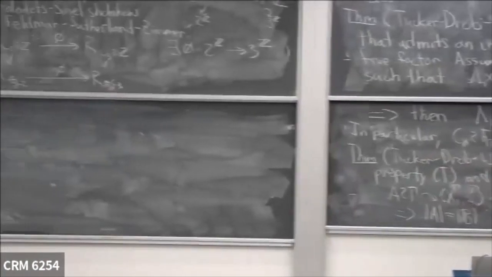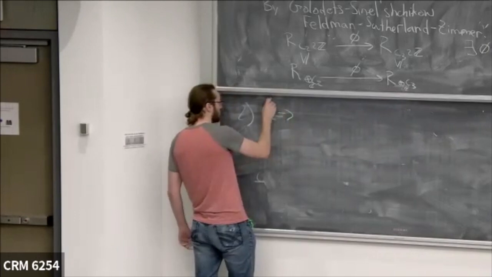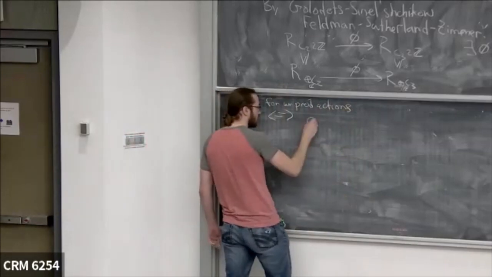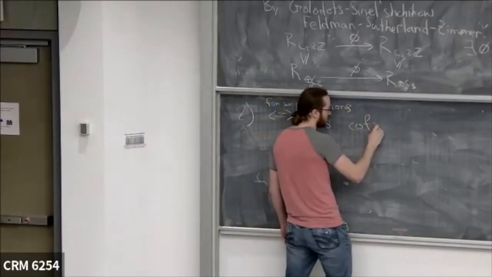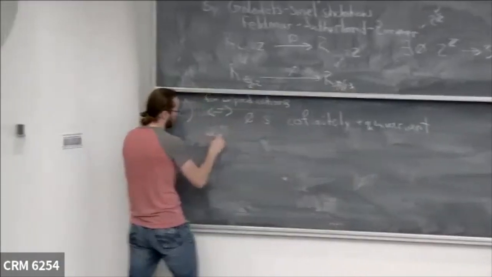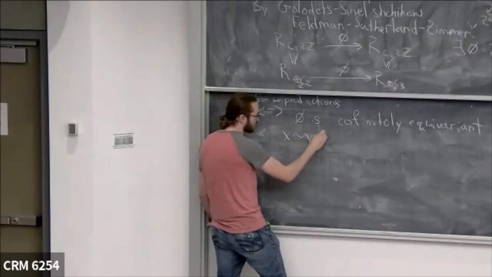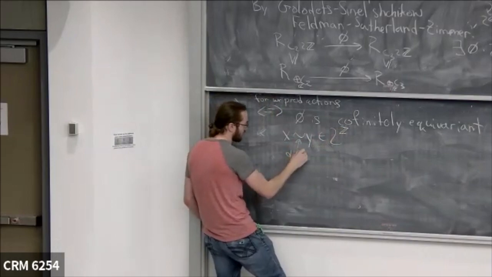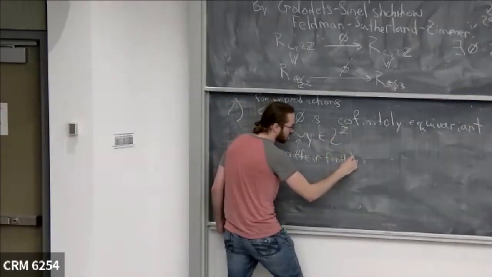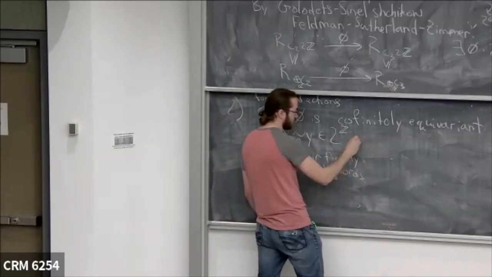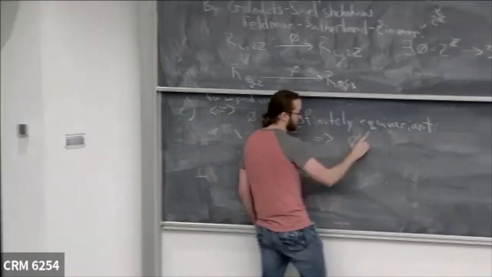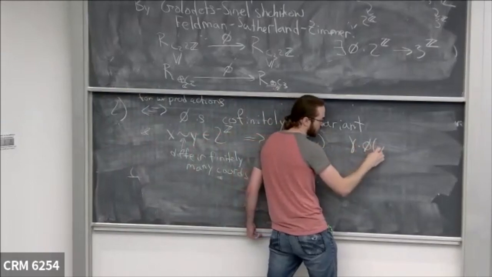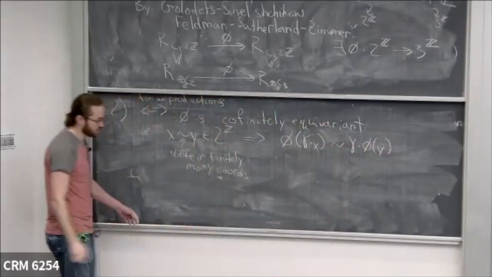So the second step is that this property for wreath product actions is actually equivalent to the property that phi is what we call cofinitely equivariant, i.e., if we take two sequences inside 2 to the Z that differ in finitely many coordinates, then if we look at phi applied to gamma dot x and gamma applied to phi of y, these two also differ in finitely many coordinates.